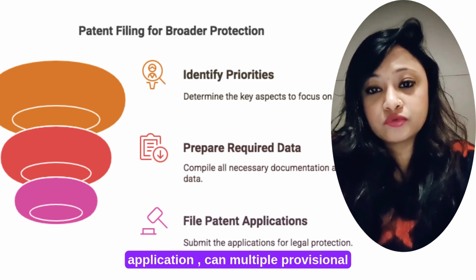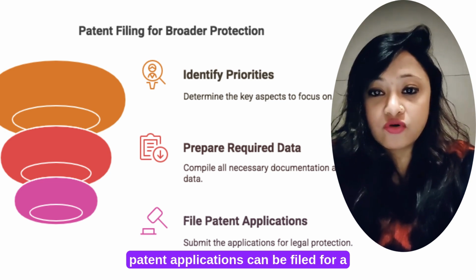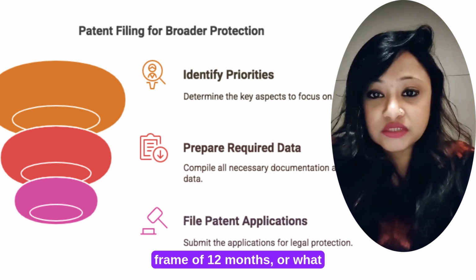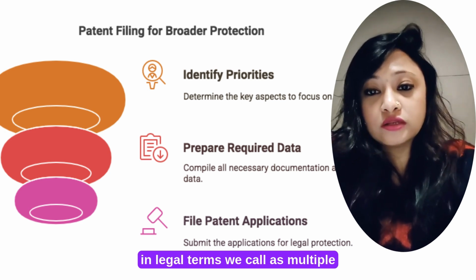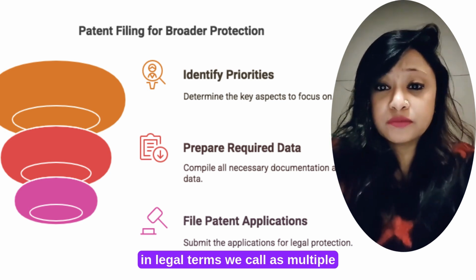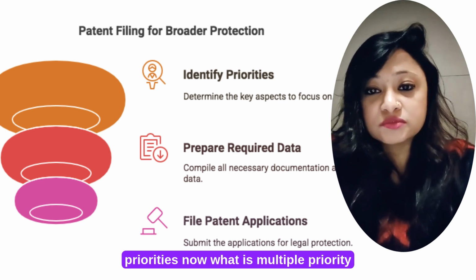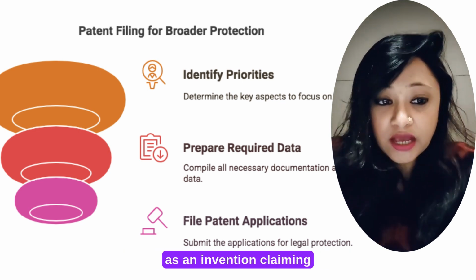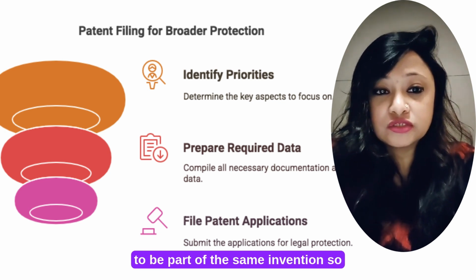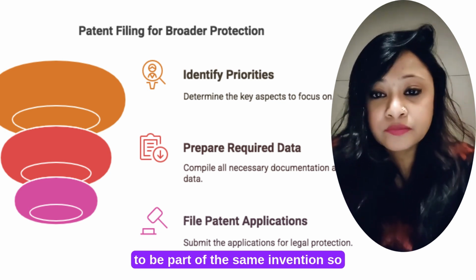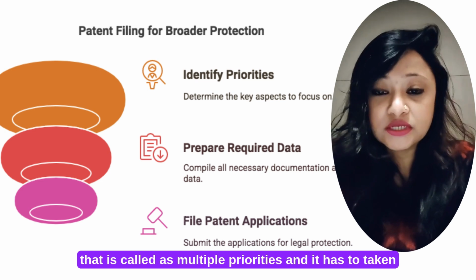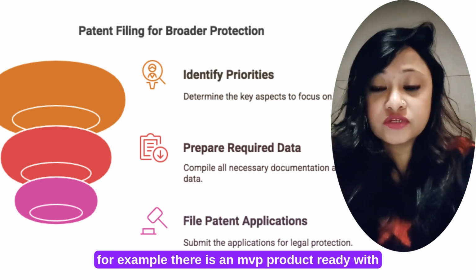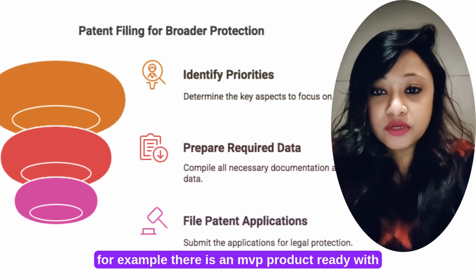Can multiple provisional patent applications be filed for a given invention within a time frame of 12 months, or what in legal terms we call multiple priorities? Now, what is multiple priority in terms of filing the details of an invention claiming to be part of the same invention? That is called multiple priorities, and it has to be taken into a timeline of 12 months. Say for example, there is an MVP product ready with you.